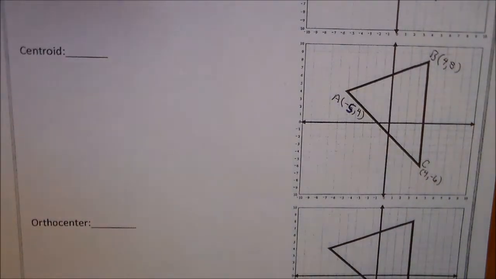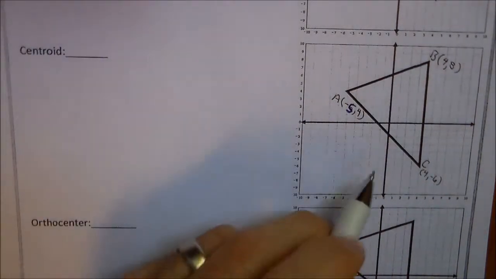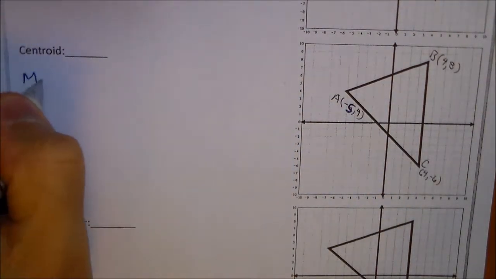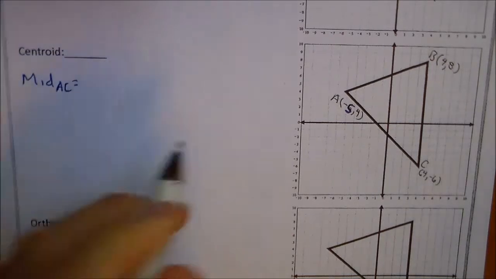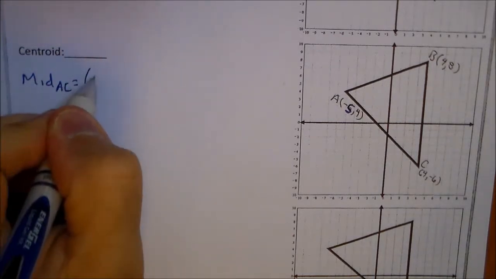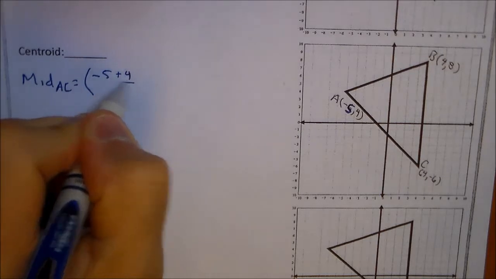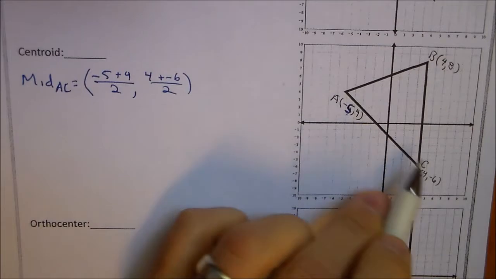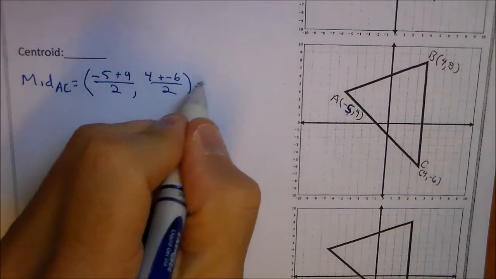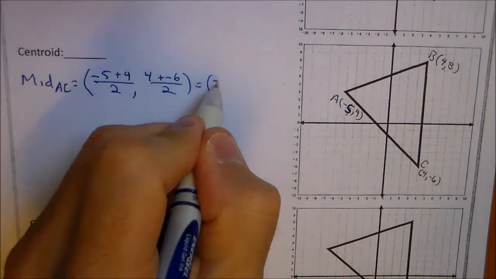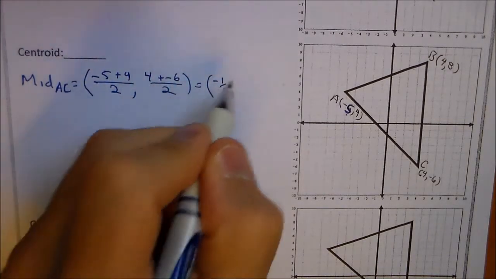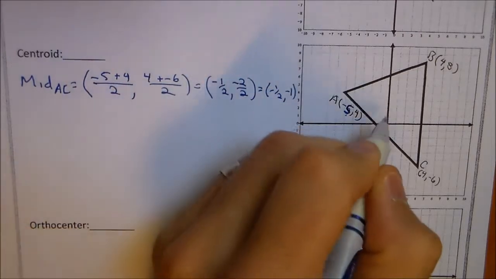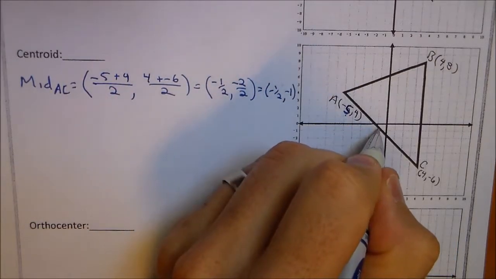Now as we find the centroid, we are first going to go through and look at the midpoints of the points. So from A to C, that's the midpoint of AC, our midpoint formula would be -5 plus 4 over 2 and 4 plus -6 over 2. So it's the average of the x's, average of the y's. We get -1 over 2, and then -2 over 2, which turns out to be -1/2 and -1, which would be this point right here.